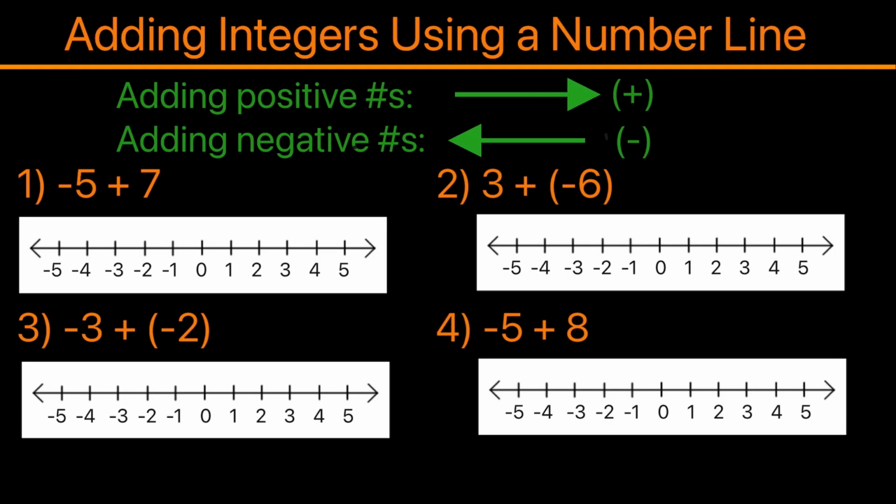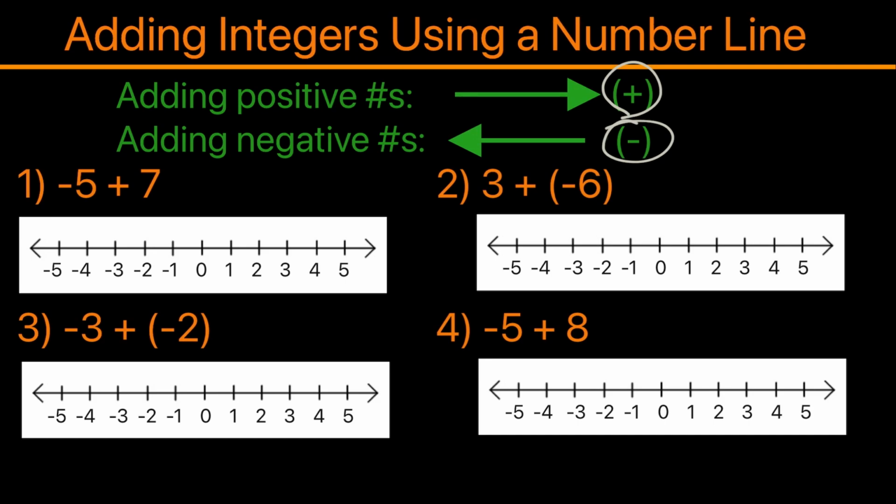Whenever we are adding integers using a number line, if they are positive numbers, we'll be moving toward the right direction, as that means that we are actually increasing the value. And if we are adding negative numbers, that means we are subtracting a number, which is decreasing, so the direction will be going toward the left. Below are 4 examples, we'll be going over each one.